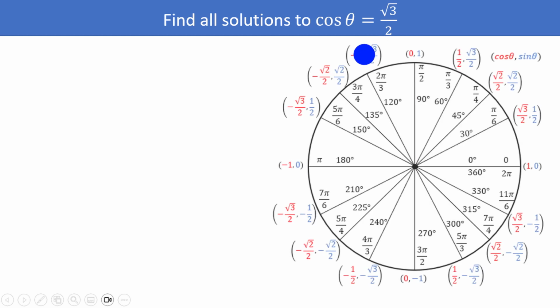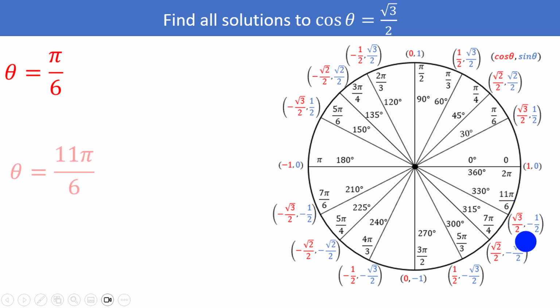revolution of the circle. So here I have my unit circle. And if you look at pi over 6, you will see that the x coordinate is square root 3/2. So that's going to be one of our answers. And the other time is going to be down here at 11 pi over 6. We also have an x coordinate of square root 3/2.